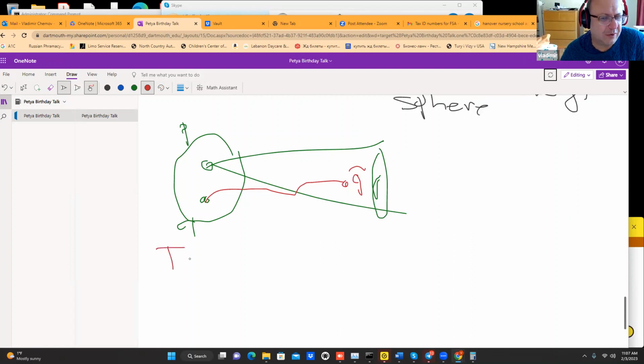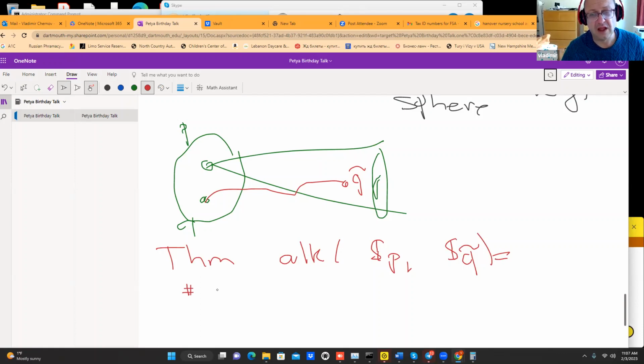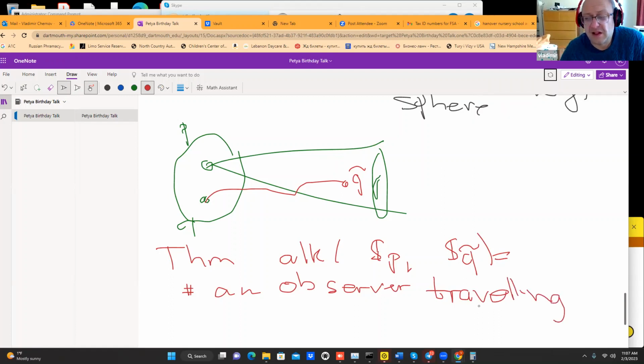So the theorem that we proved with Rodiak is that the affine linking number of the sky of the point P and of the sky of the point Q tilde is the number of times an observer traveling from Q to Q tilde sees the light of P.